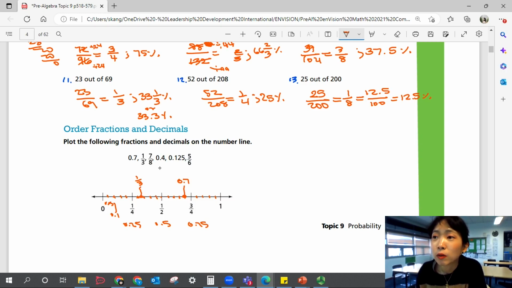Right, and then 7 over 8. Where does 7 over 8 go? What is 7 over 8 in fraction or in decimal? You can either convert this into decimal and get 0.875 and then plot it.